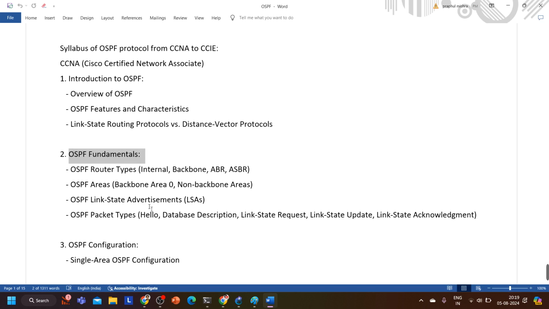how many messages are there in EIGRP, guys? Yeah, 5. May I know the name of each? Hello, update, then query, very good, query, reply, and acknowledge. And how many messages are reliable messages in EIGRP? Update, query, and reply. What is the use of hello message?